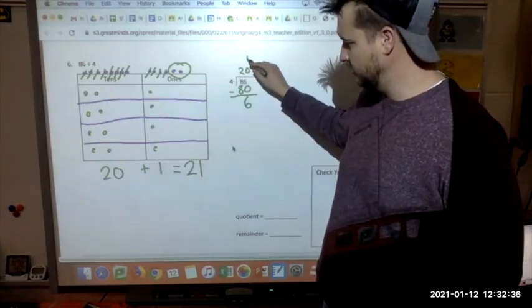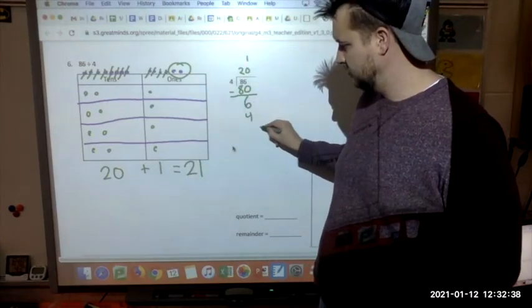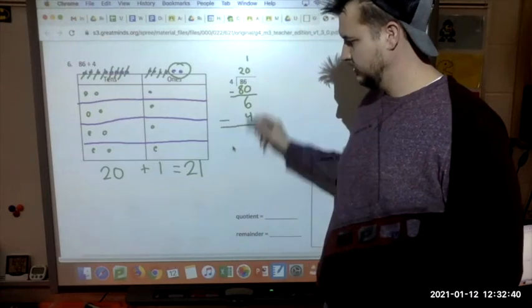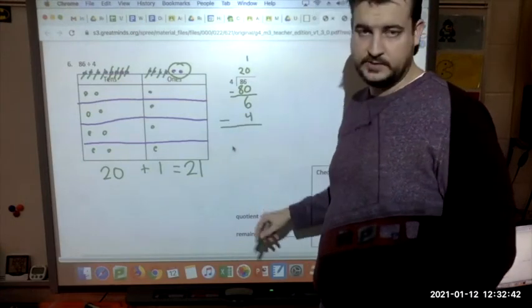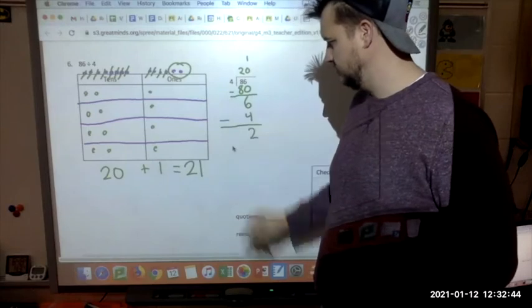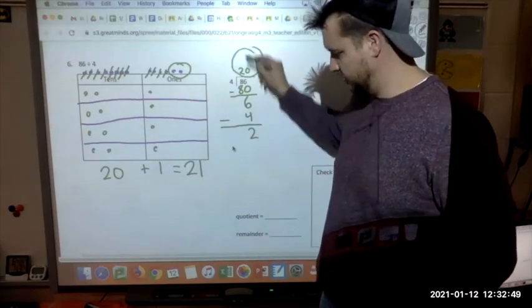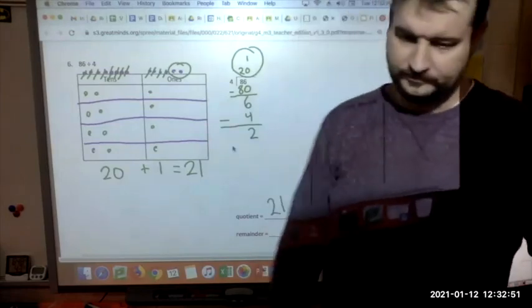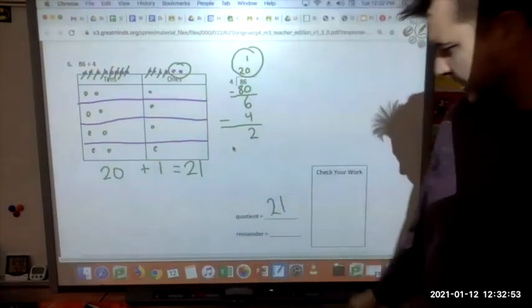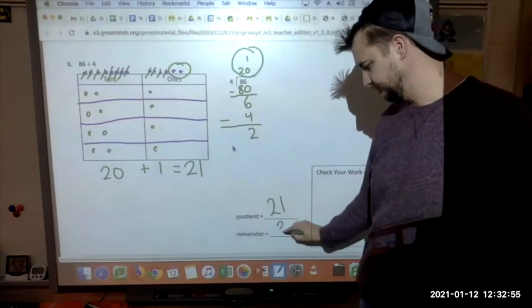4 times 1 equals 4. Subtract. 6 minus 4 equals 2. My remainder. My answer is right here. My quotient is 21, and my remainder is 2.